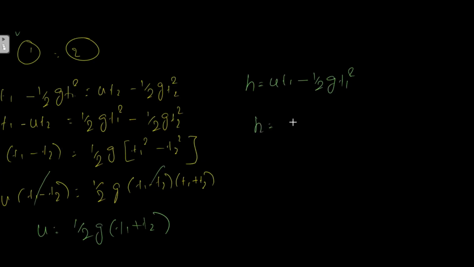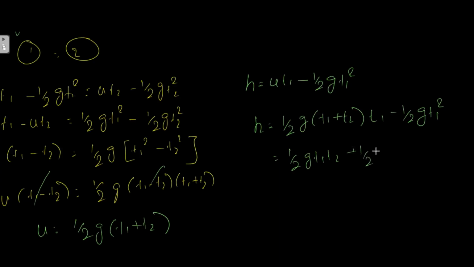H is equal to half g (t1 plus t2) into t1, as u we substitute, and minus half g t1 square. When multiplying inside, half g t1 t2 plus half g t1 square minus half g t1 square.